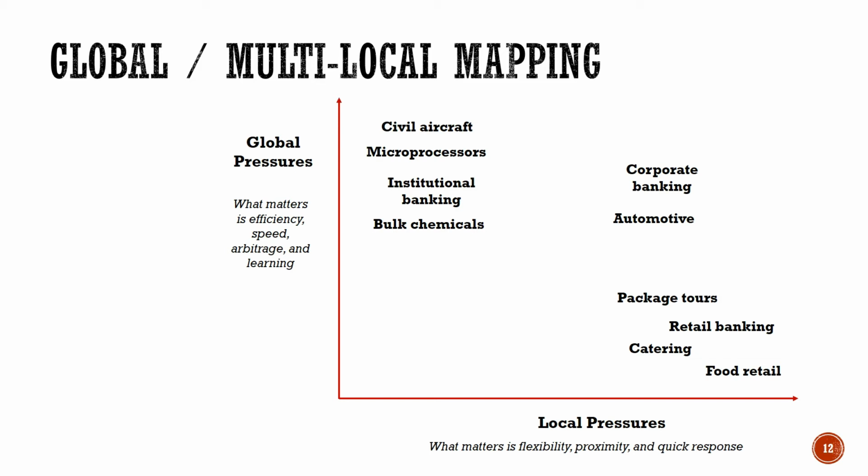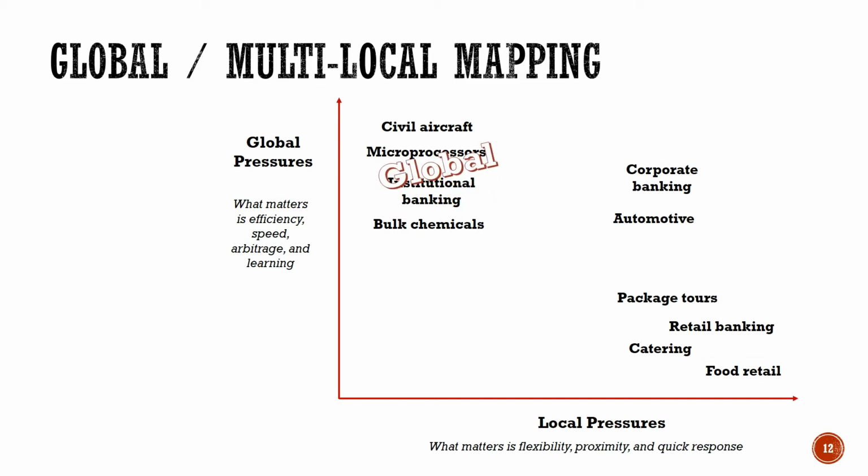The global multi-local mapping shows different possibilities according to the pressures they suffer for global or local adaptation. Global pressures are important in industries in which what matters is efficiency, speed, arbitrage, and learning. That is the case of the civil aircraft or the microprocessors industries.